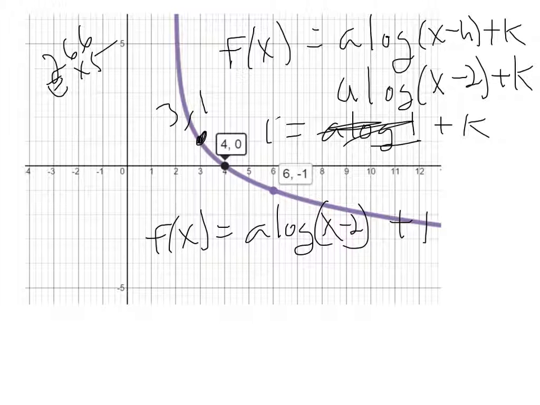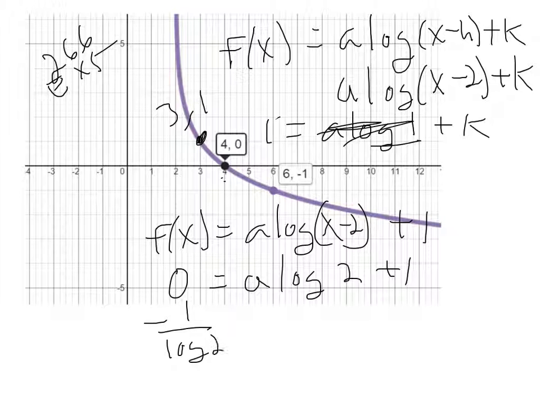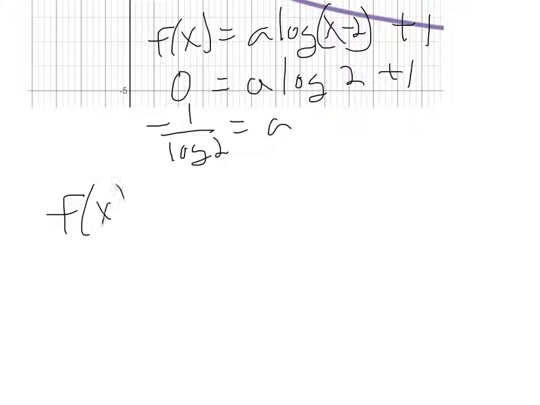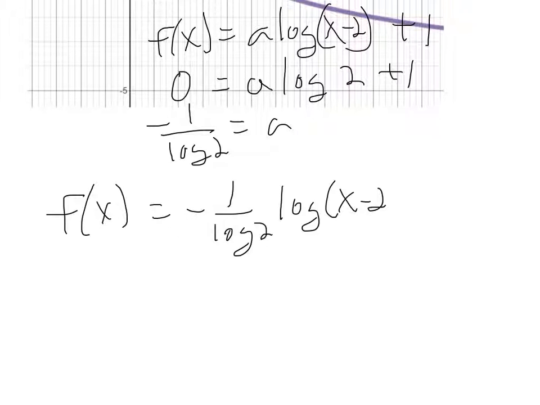Then I see it's gone through this point 4, 0. So 0 equals a times the log of 2, right? Because 4 minus 2 is 2, plus 1. So I guess I can solve for a. I'm going to subtract 1 and then divide by the log of 2. So that's what a should be. So I'm thinking f of x equals negative 1 over log 2 times the log of x minus 2 plus 1.